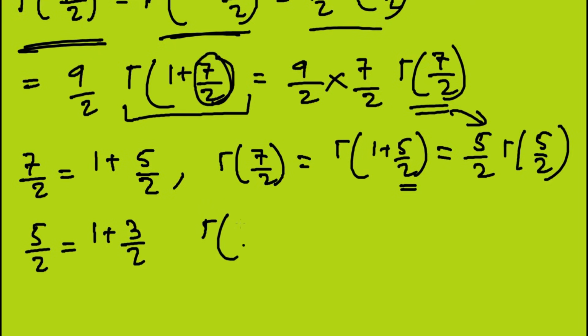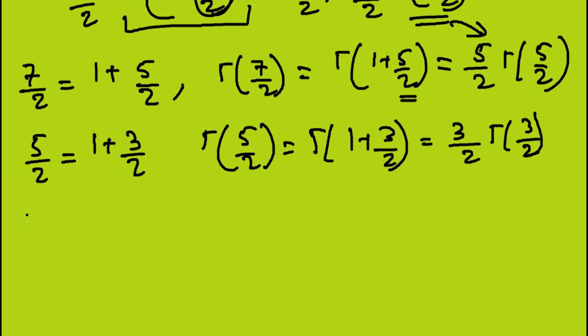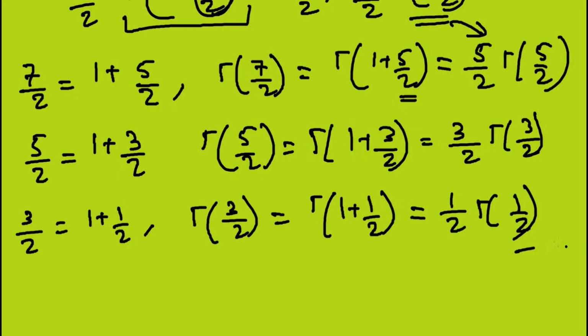So gamma 5 by 2 equals gamma 1 plus 3 by 2, which can be further written as 3 by 2 gamma 3 by 2. Again, what can I write 3 by 2 as? 3 by 2 can be broken down into 1 plus half. Hence, gamma 3 by 2 equals gamma 1 plus half, which is equal to half gamma half. So now we have reached a stopping point.